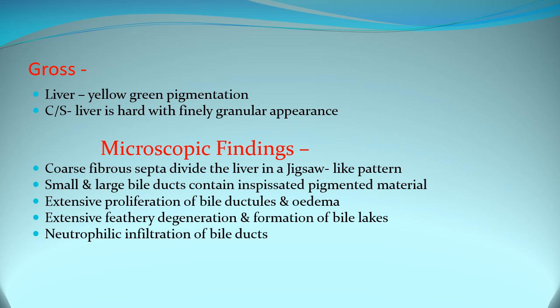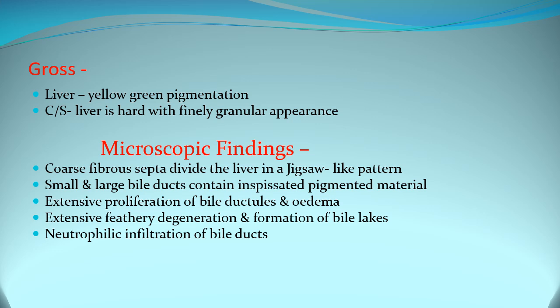How does it appear? Liver grossly shows green pigmentation. On the cut surface, there is a hard, finely granular appearance. In the microscopic view, you will see coarse fibrous septa. Wherever the injury has happened, it will remain there, and then wherever further injury occurs. So the fibrous septa divide the liver in a jigsaw-like pattern. It will not be uniformly distributed; it appears as a jigsaw-like pattern. Small and large bile ducts contain inspissated pigmented material, that is the bile.